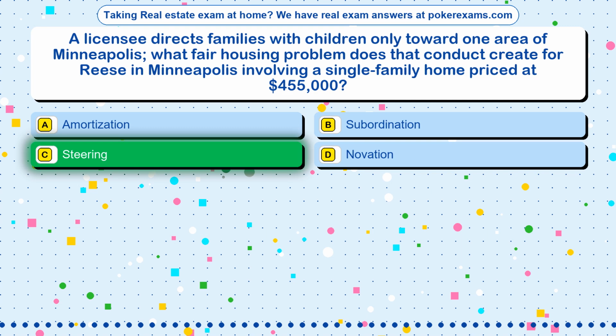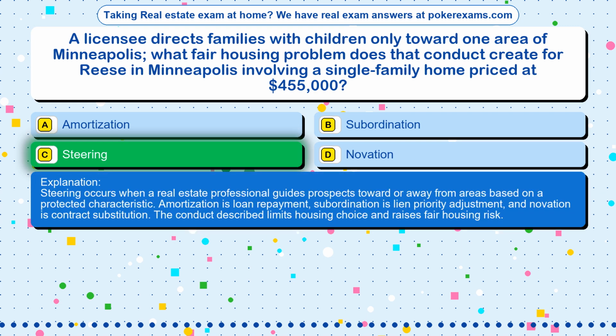The correct answer is option C. Steering. Steering occurs when a real estate professional guides prospects toward or away from areas based on a protected characteristic. Amortization is loan repayment, subordination is lien priority adjustment, and novation is contract substitution. The conduct described limits housing choice and raises fair housing risk.